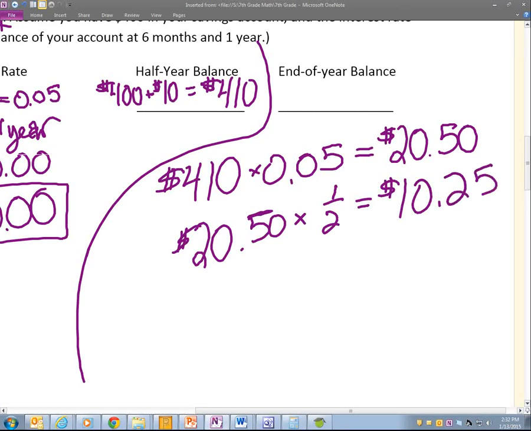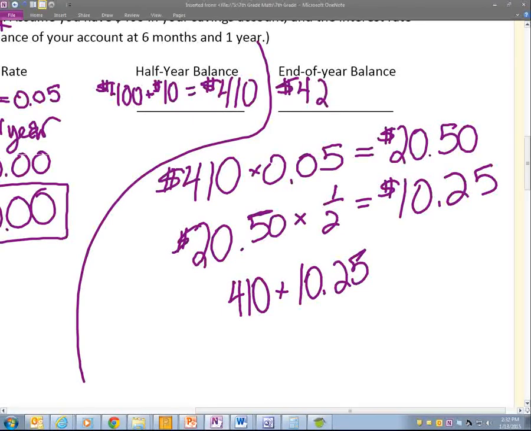And what are we going to do with that $10.25? How come everything equals 10? Because it's easy to learn that way. So then we're going to add that to 410, because that's how much we had in the bank at the beginning of the 6 months, before we got the interest added. So now our balance is $420.25. See how it compounded? It added to itself.